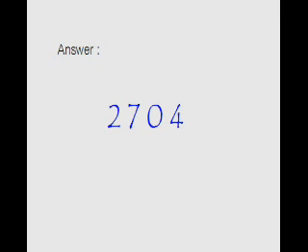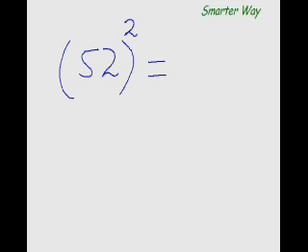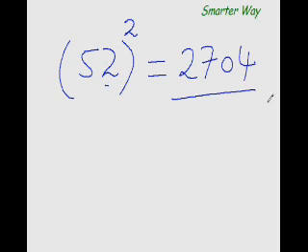After 4 minutes from now, you will be able to mentally calculate the square of any number between 30 to 70 in 5 seconds. So here goes the trick. Okay, so now let me do it the smarter way. So 25 plus 2 is 27 and square of 2 is 4, so 04. This is my answer. Could you understand that?